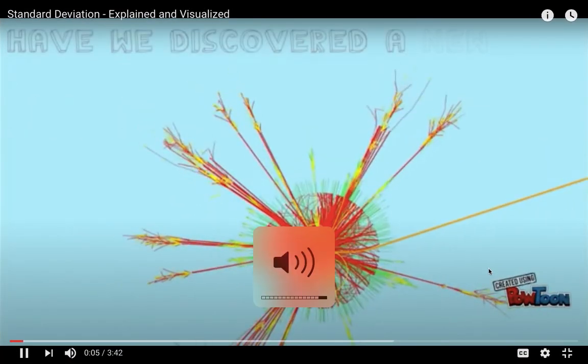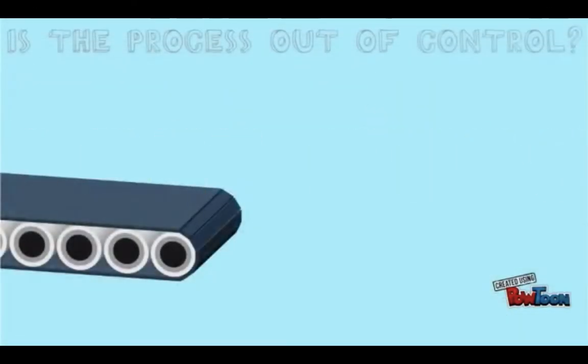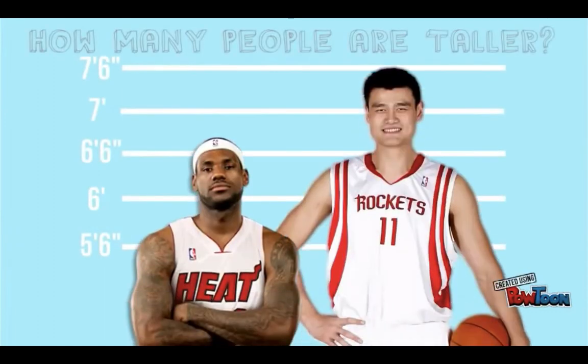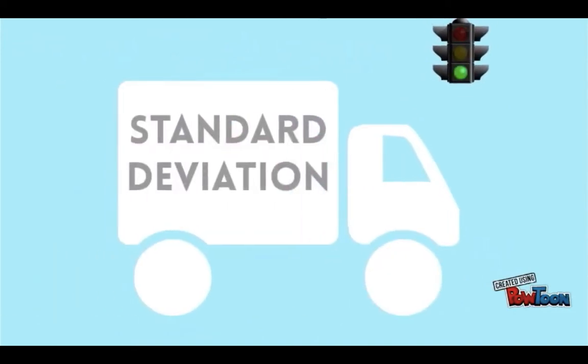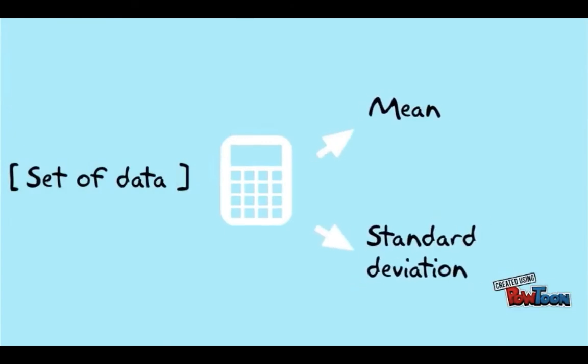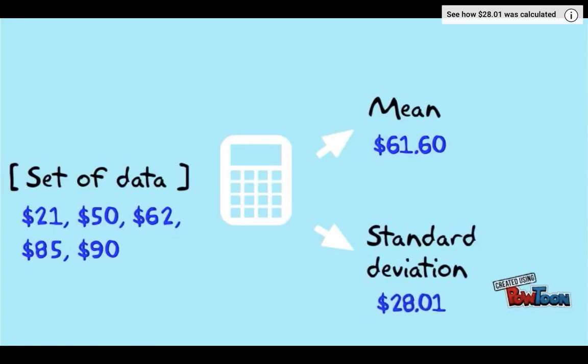Have we discovered a new particle in physics? Is a manufacturing process out of control? What percentage of men are taller than LeBron James? How about taller than Yao Ming? All of these questions can be answered using the concept of standard deviation. For any set of data, the mean and standard deviation can be calculated. For example, 5 people may have the following amounts of money in their wallets: $21, $50, $62, $85, and $90. The mean is $61.60, and the standard deviation is $28.01.